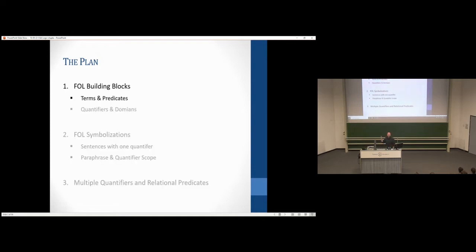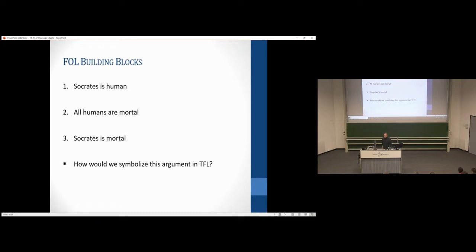Okay, so let's talk about FOL. Let's talk about the building blocks. The first thing, to motivate the shift, is to think about an argument we're familiar with. We've seen something very much like this before, but I'll throw this one at you. Socrates is human, all humans are mortal, so Socrates is mortal. This is pretty clearly a valid argument. It has the same structure as the one we did where all men are carrots. So we know this is valid.